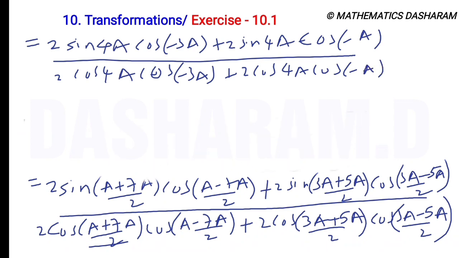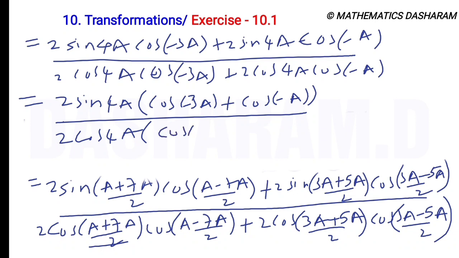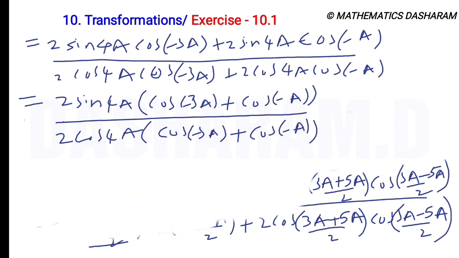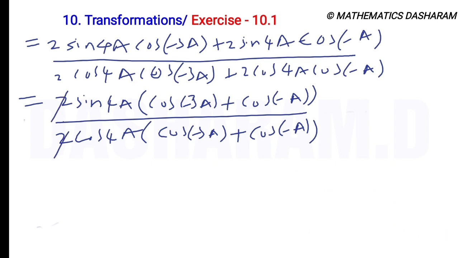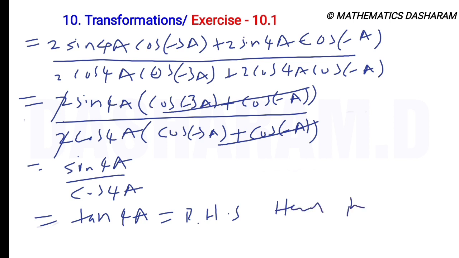So now in the numerator we can take 2 sin 4A common, so then cos minus 3A plus cos minus A, divided by, here take the 2 cos 4A common, so then cos minus 3A plus cos minus A. So then observe the numerator and denominator, here 2 cancels, and this cos minus 3A plus cos minus A gets cancelled, so then it is equal to sin 4A by cos 4A, so sin by cos is tan, so tan 4A, so it is equal to RHS, so hence proved.